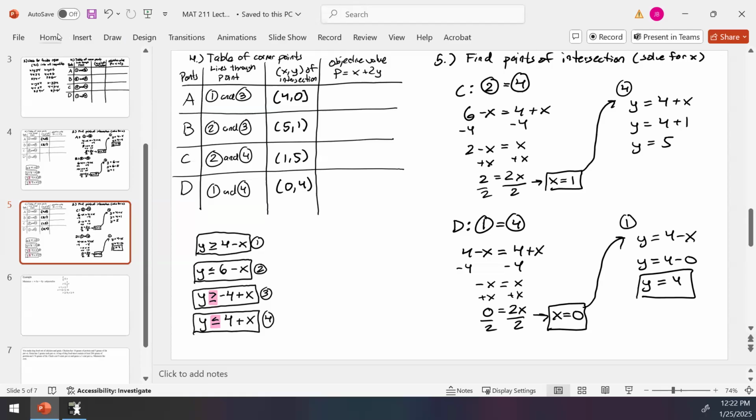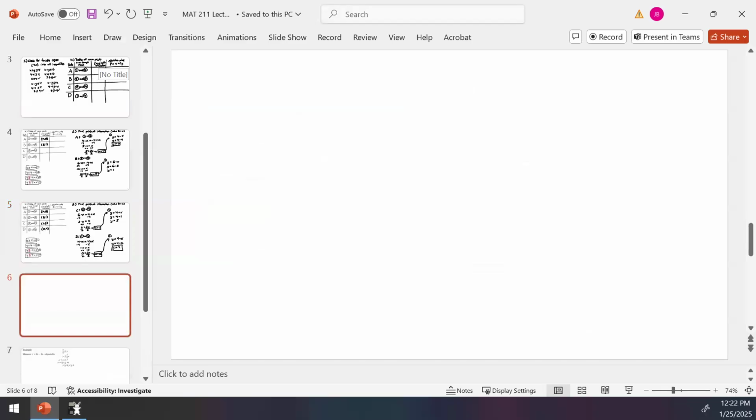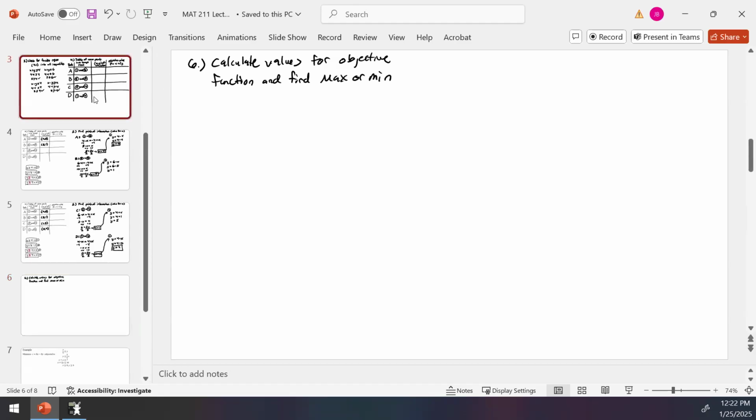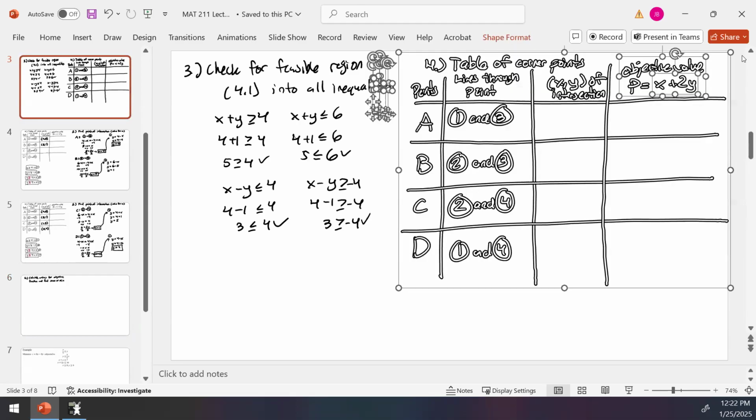All right, so then our final step is going to be step 6. Calculate values for objective function and find max or min. So in these problems, it's almost always going to be that you're either looking for a max or a min.